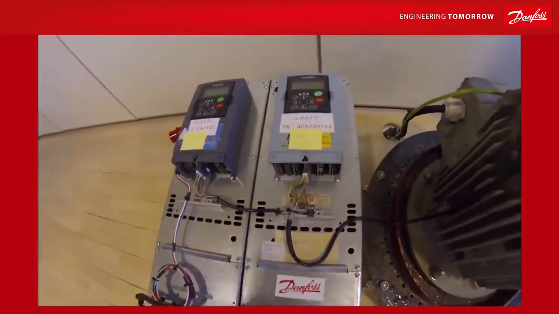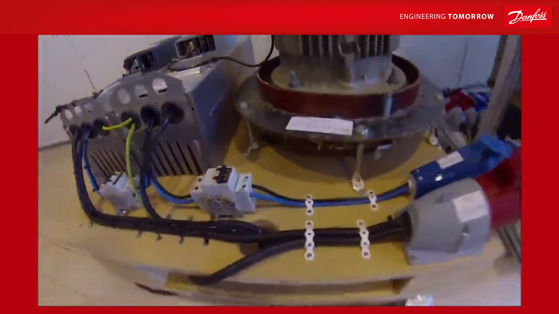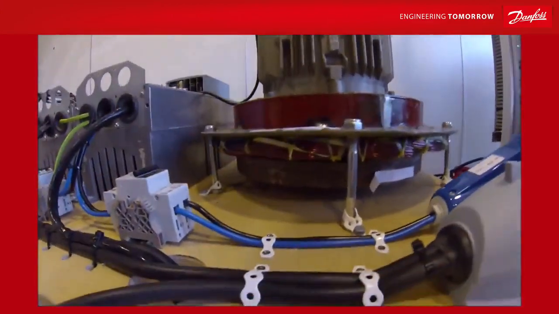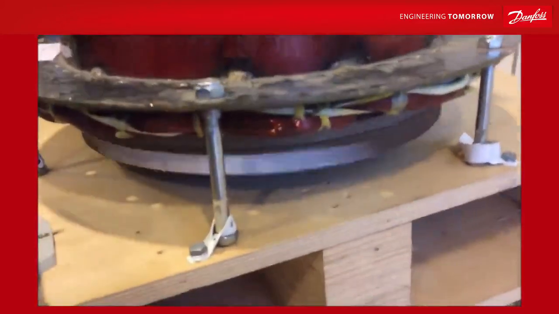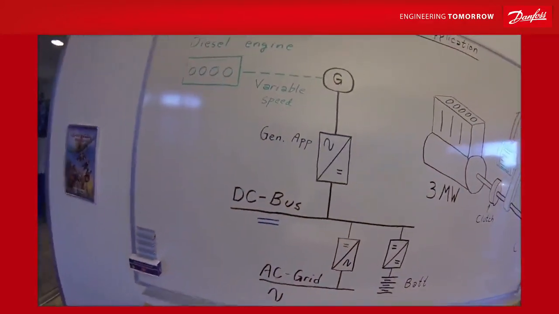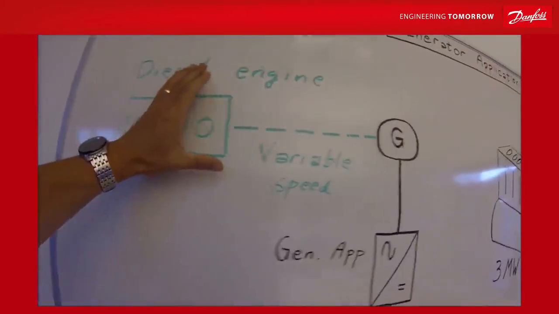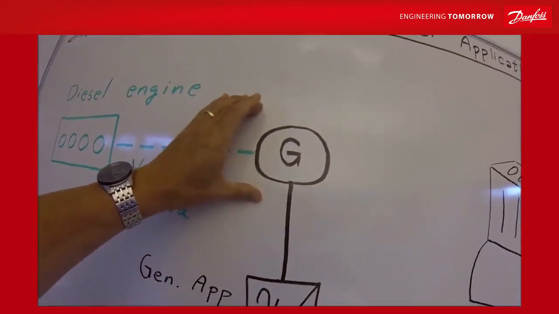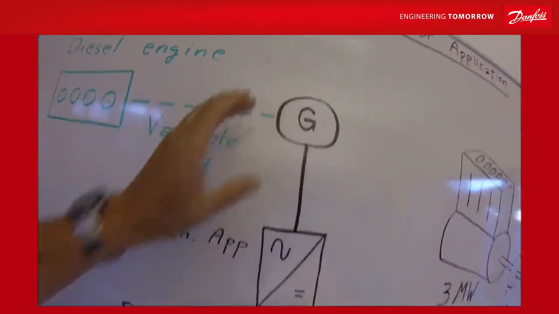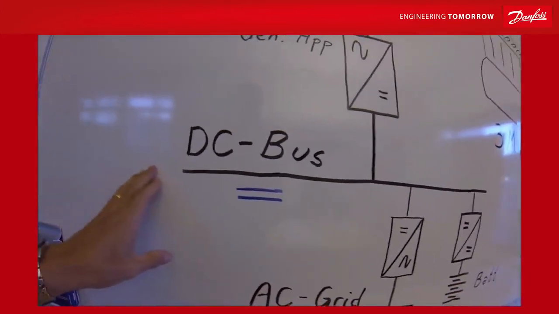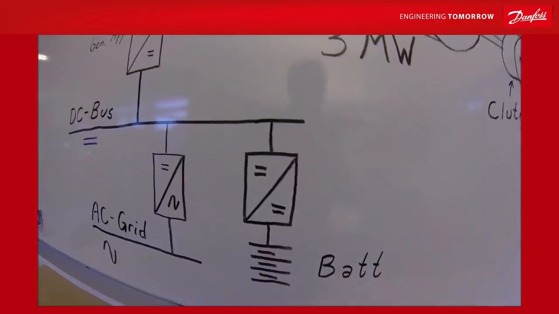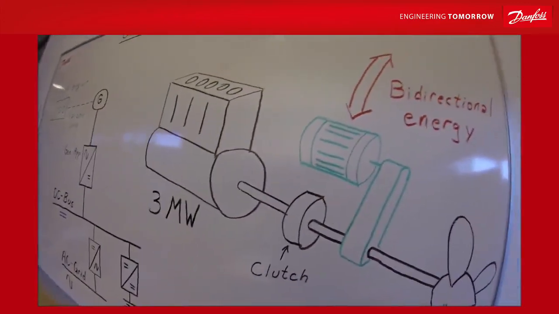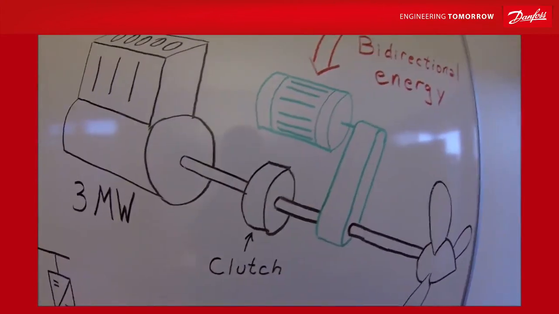It's a regular frequency converter with a special software which in this case handles a permanent magnet motor. Typical usage is between a diesel engine and a generator, which can be a synchronous machine or an asynchronous machine. On the grid side, the DC bus, which can be connected to the AC grid and even to energy storage. Typical installations are shaft generators.